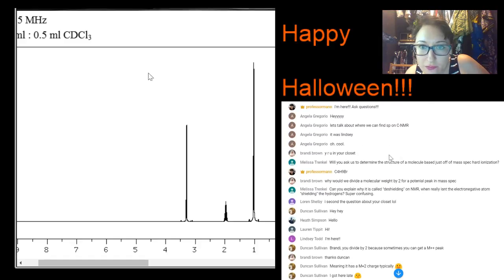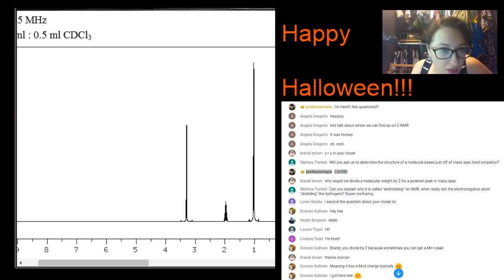Formula C4H9Br. And then, I can use this here. You guys can see my cursor, hopefully. So this here is a doublet. This here is a pretty big multiplet. And that right there is a doublet.